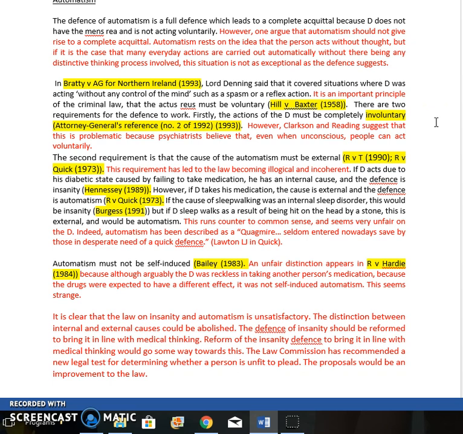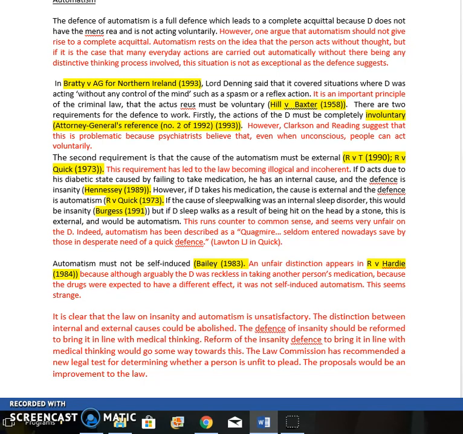In order to succeed with it, there are two requirements. The actions must be completely involuntary and the cause must be external. Considering this completely involuntary to begin with, Attorney General's Reference number 2, in that particular case, it was said that there had to be a complete destruction of voluntary control.